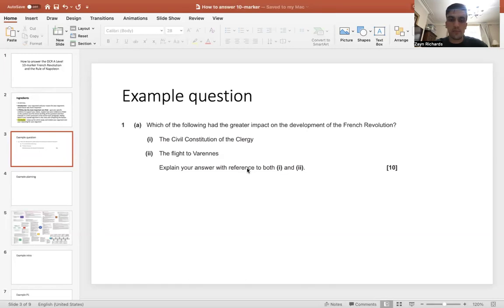And I'll explain why. So a lot of the 10 markers will be quite straightforward. So you just compare the factors and you say which one's more important. Some of them will require you, though, to unpick the question a little bit. And this is one of those. So if you do not talk about what is meant by the development of the French Revolution, you're not really answering the question at any point, okay?